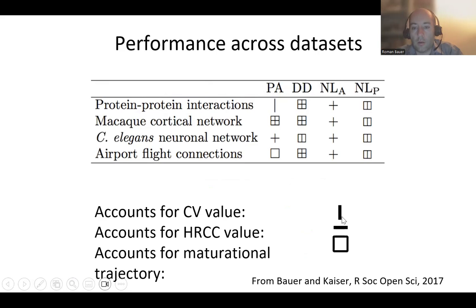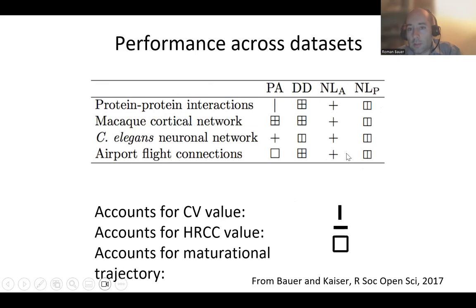So a vertical bar indicates that a model can reproduce the coefficient of variation. A horizontal bar indicates that a model can reproduce the Hub-Rich Club coefficient. And the square indicates that the maturational trajectory can be well reproduced. And so you can see here that there's not a single winner that can do everything better than the others, but so it's more complex than that.